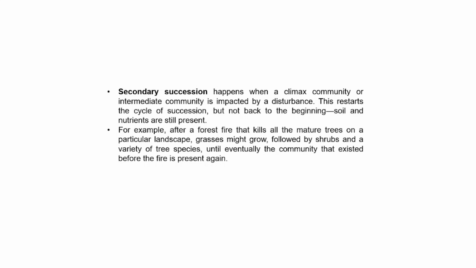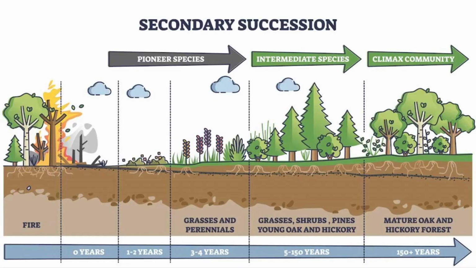There was something already there, it got destroyed, and now it's going back to the beginning, but with soil and nutrients already available and present. For example, they have given the forest fire example, which kills all the mature trees on a particular landscape. Then some grasses might start growing, followed by shrubs and a variety of tree species, until eventually the community that existed before the fire is present again. So this is called secondary succession. This is how secondary succession happens.